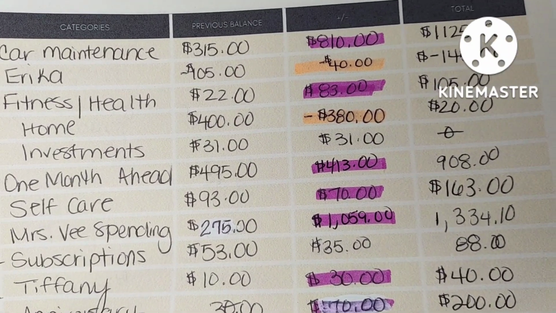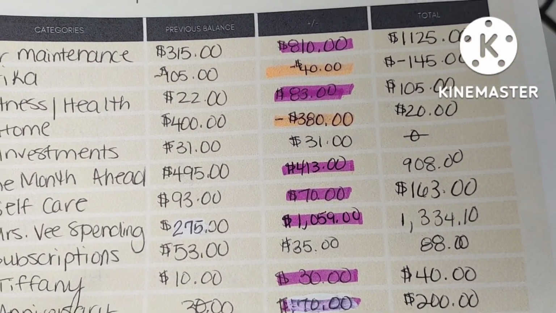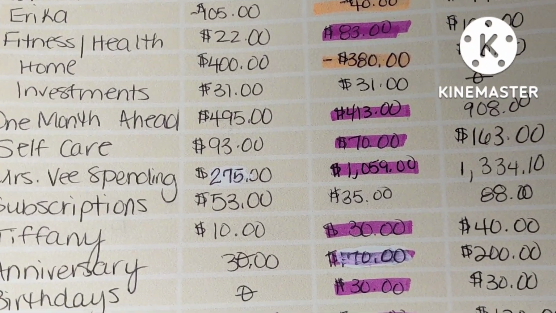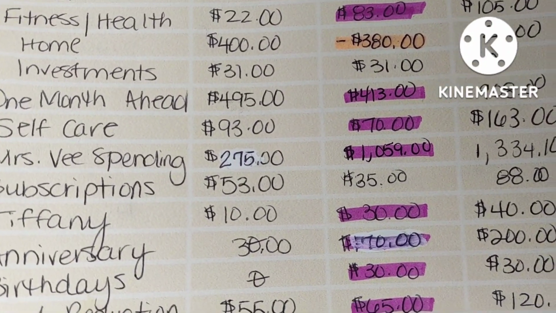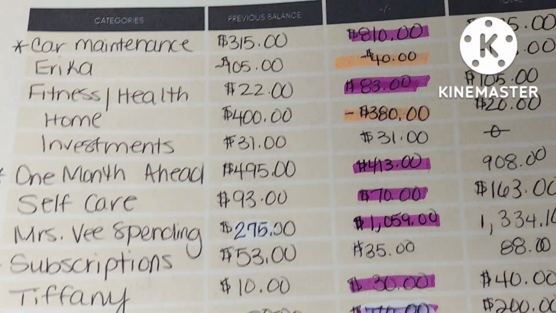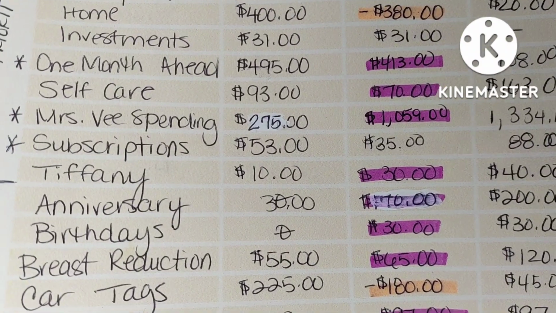My daughter Tiffany had $10 at the end of the quarter too. She now has $40, so that's a difference of $30. Anniversary, we ended with $30, and we now have $200, and that's a difference of $170 that I've saved. Remember, the purple is in addition, and the orange is when I took some money out.